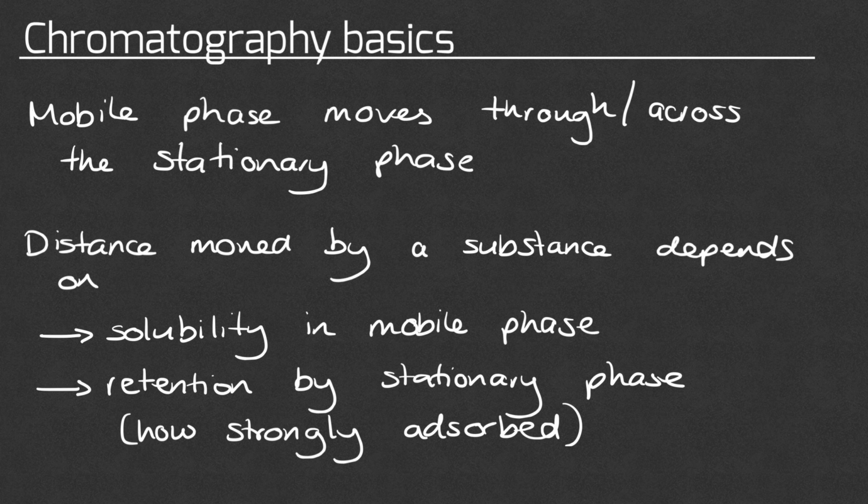of the stationary phase. Each different component will have a different solubility in the mobile phase and a different retention by the stationary phase, so each component will move through chromatography at a different rate. Therefore, it'll be collected or separated at a different time, and we can then determine what these different substances are by looking at their retention factors, which we'll cover later, or by collecting them at different points and doing further analysis on them.